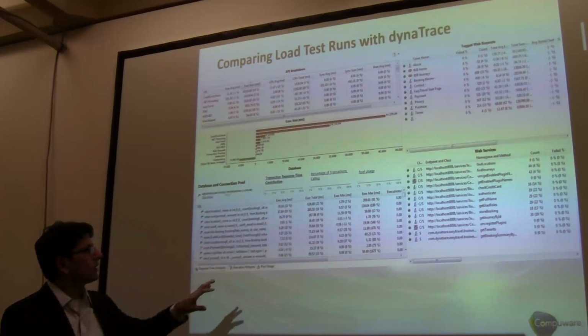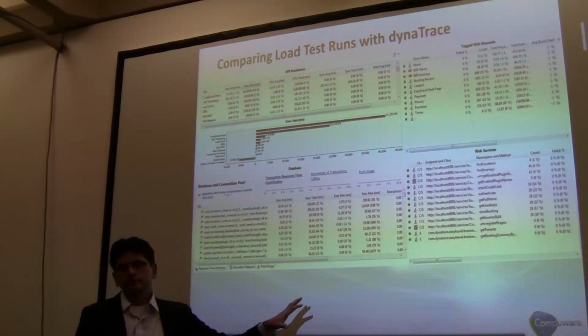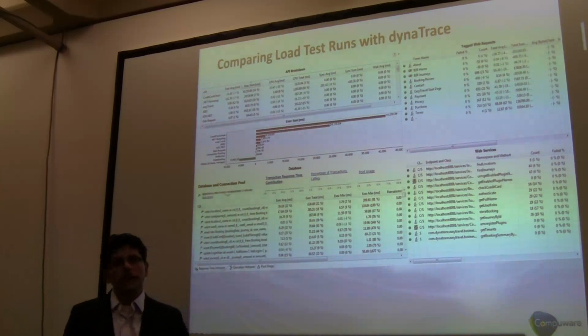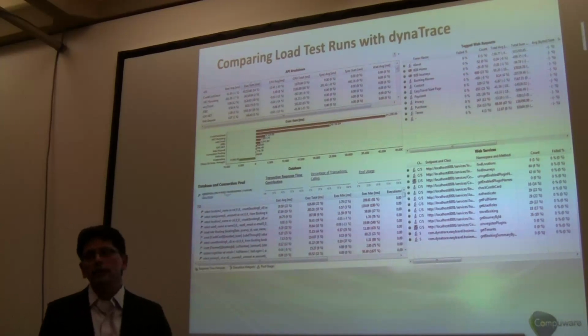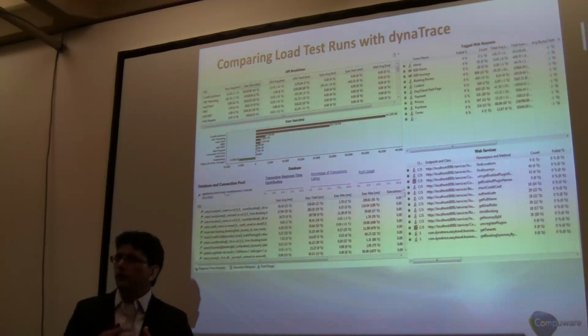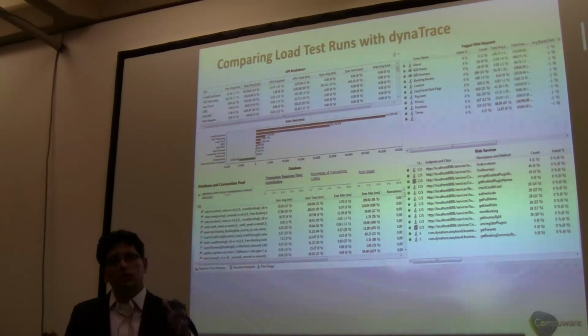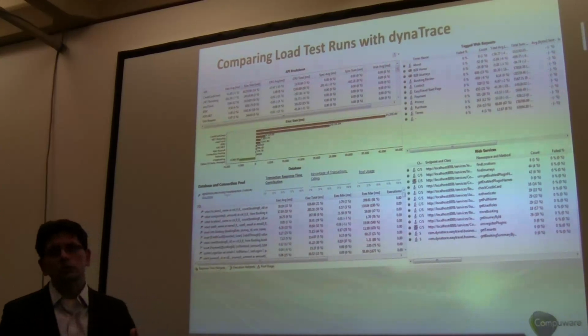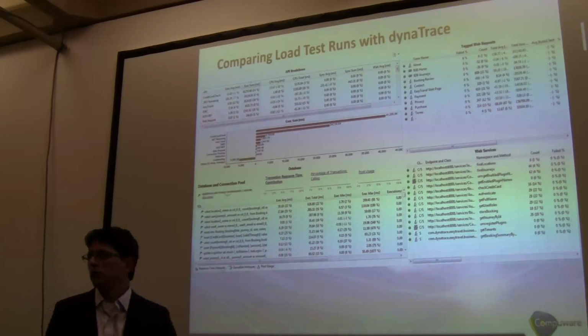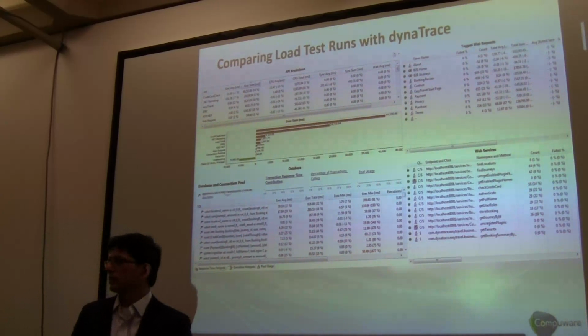Dynatrace provides that ability, where if you are running any load test, you can ask Dynatrace to record all your transactions into a file. Then you run your load test for version 2 whenever you're ready, 3 months, 2 months, or 1 month later, and record all those transactions into a different file. Then you can ask Dynatrace to do a comparison for you automatically.